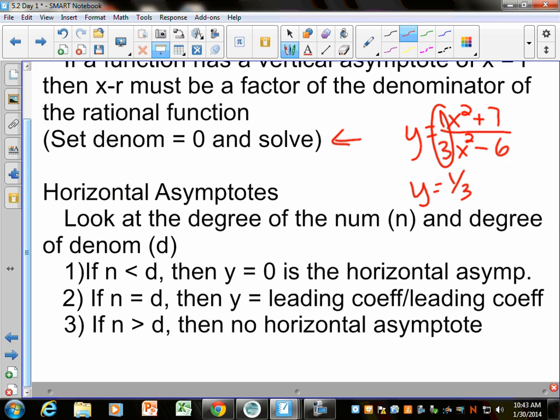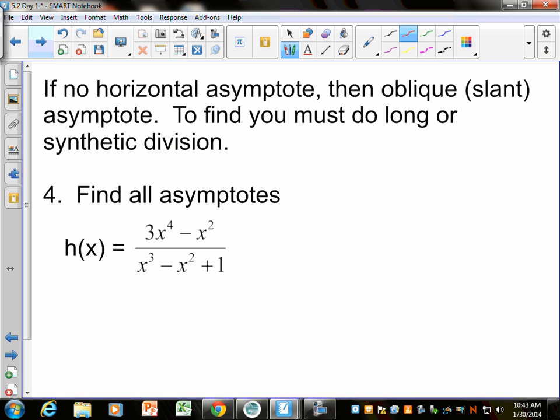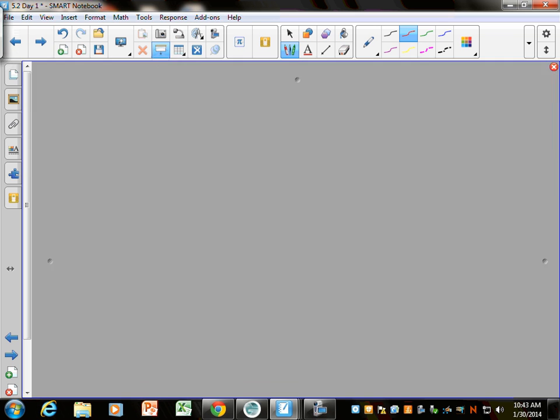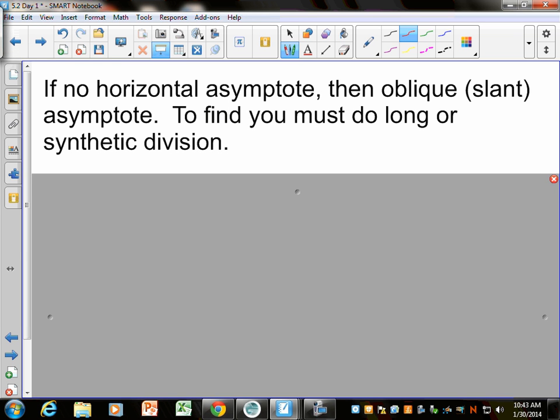I remember this. I really hated it. So if no horizontal asymptote, or maybe you could put if the numerator is greater than the denominator, because that's when there's no horizontal asymptote, then it is an oblique, or if you remember from Algebra 2 or pre-calculus, we call that a slant asymptote, but this book calls it an oblique.